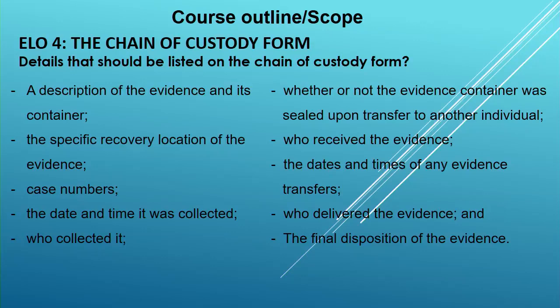Details that should be listed on the chain of custody form: a description of evidence in each container, a specific recovery location of the evidence, a case number, the date and time it was collected, who collected it, whether or not the evidence container was sealed upon transfer to another individual, who received the evidence, the date and time of the evidence transfer, who delivered the evidence, and the final disposition of the evidence.